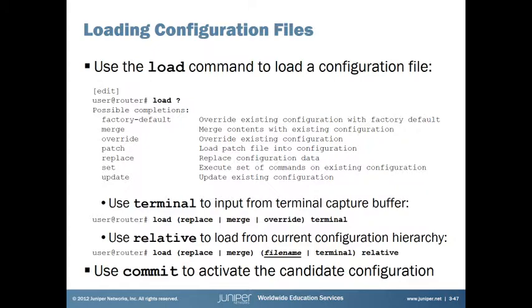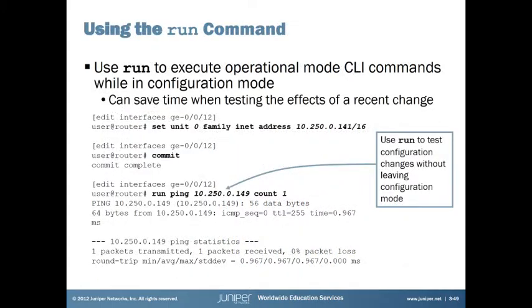I would go load merge or load override, and then I would go FTP://10.10.4.12, and I'd give the exact location of that configuration file that I was loading, and it goes on the server, grabs that file, and loads it in, and that now becomes the candidate configuration. So that new file that you've just loaded, you then commit it, and then it goes active. So I'll give you a demonstration of that.